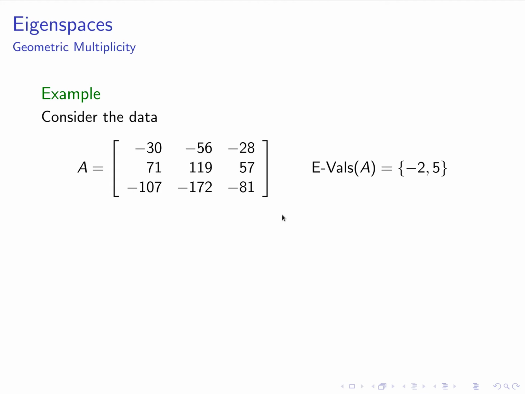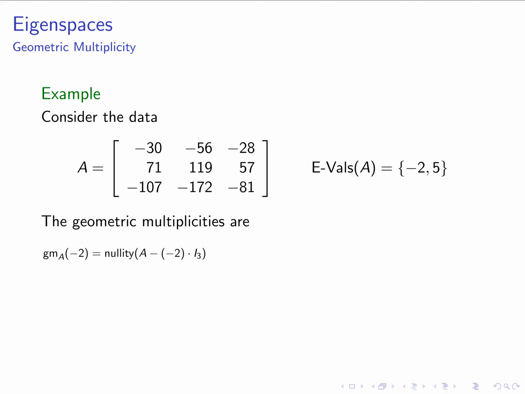So here's an example. Here we have a nasty 3 by 3 matrix, and I managed to find the eigenvalues of this matrix. I found that this matrix has exactly 2 eigenvalues. One of them is lambda equals -2, and the other is lambda equals 5. Let's look at the geometric multiplicities of these eigenvalues.